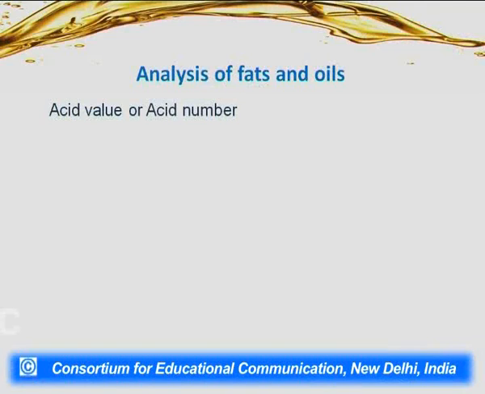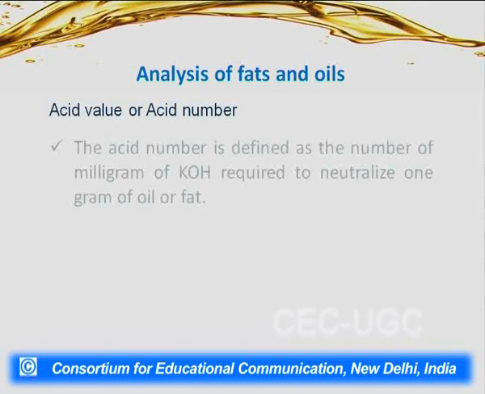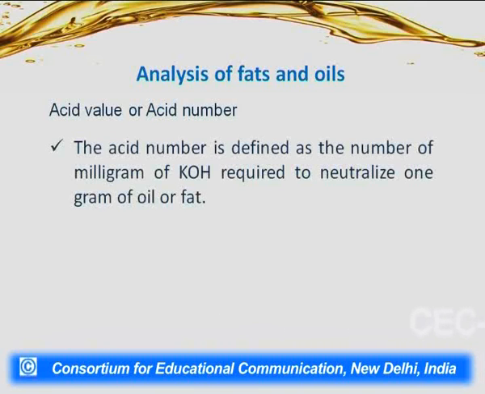Then a third parameter that is used to assess the quality of these oils and fats is called acid value or acid number. The acid number is defined as the number of milligrams of potassium hydroxide required to neutralize 1 gram of oil or fat. As I said before, when oils are kept for a longer time, they get rancid, some acids are produced by hydrolysis, and this neutralization with KOH measures how much acid is present in them.